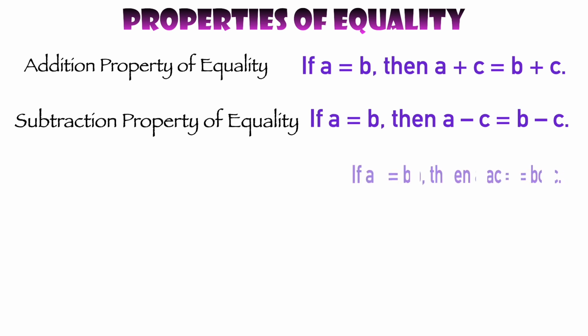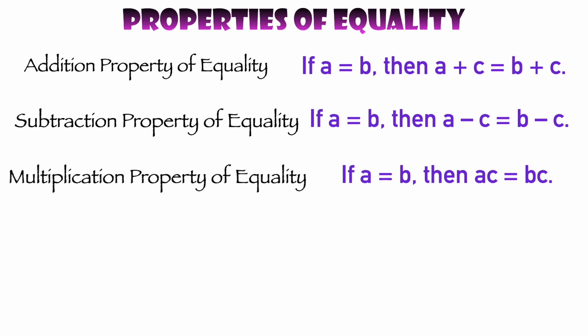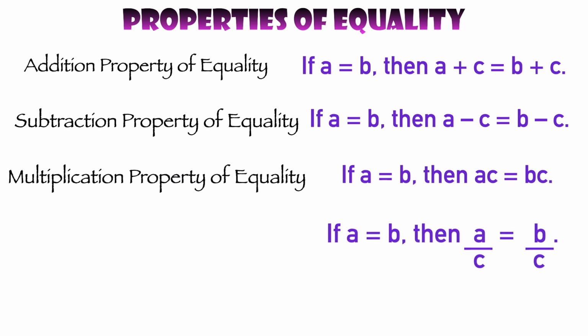And yung pangatlo, if A is equal to B, then AC or A times C is equal to BC or B times C. And this is multiplication property of equality. And the fourth one, if A is equal to B, then A over C or A divided by C is equal to B over C or B divided by C. This is division property of equality.